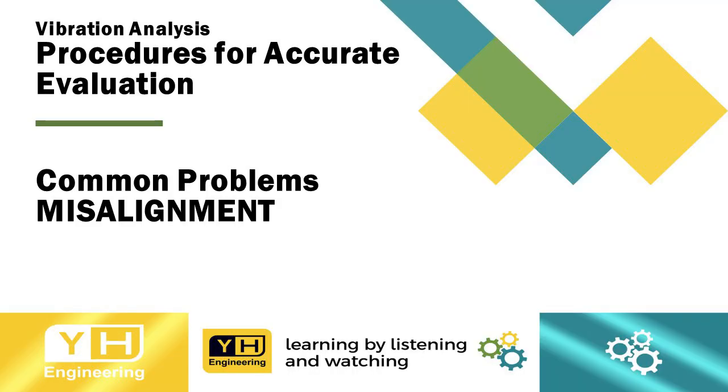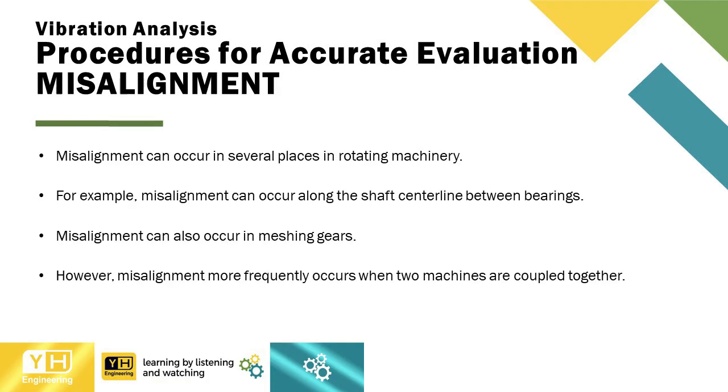Procedures for accurate evaluation of machinery condition. Common problems. Misalignment. Misalignment can occur in several places in rotating machinery. For example, misalignment can occur along the shaft centerline between bearings. Misalignment can also occur in meshing gears. However, misalignment more frequently occurs when two machines are coupled together.